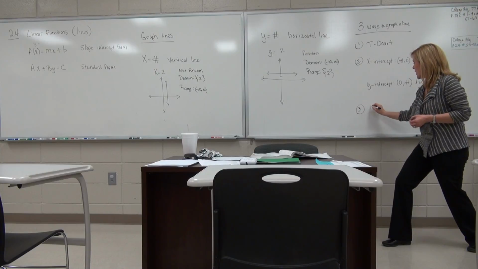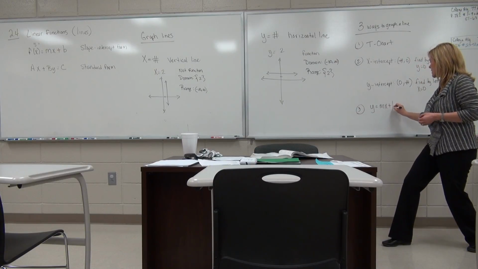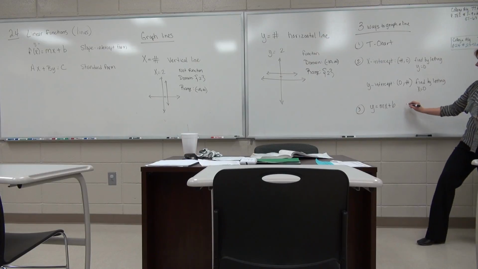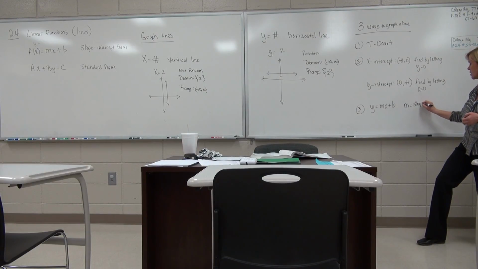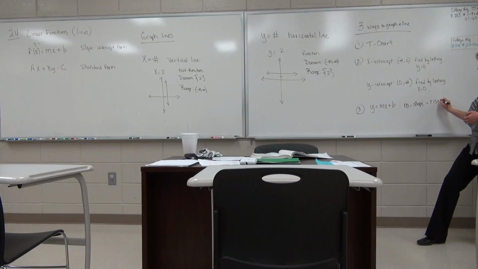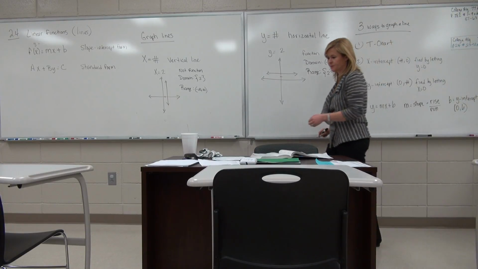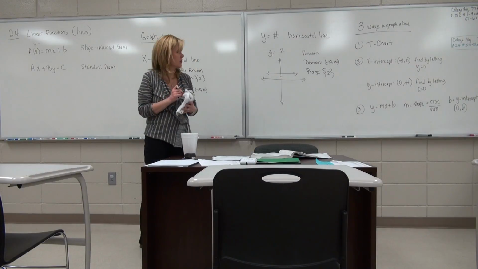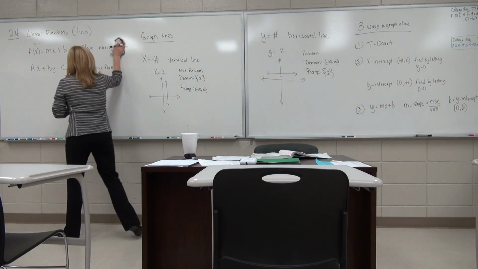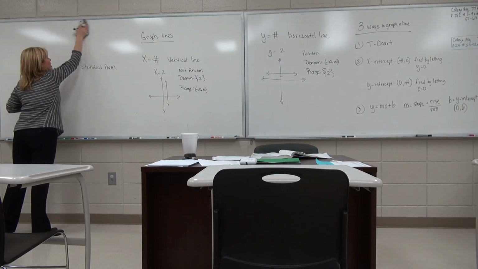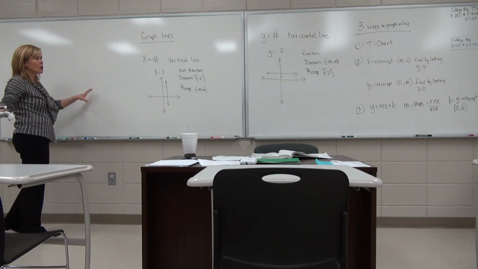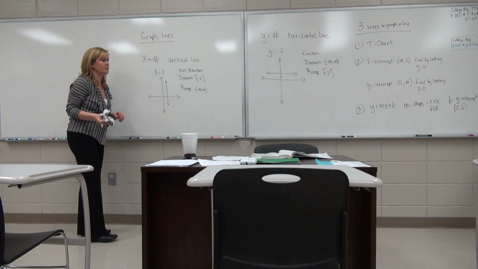And then our third way, which we're probably going to do the most, is when you have that y equals mx plus b form. In this case, m is equal to the slope, and this is where you remember your rise over run. And b is equal to the y-intercept, where it crosses the y-axis. So you've got the point (0, b). So the only line that's not a function is your vertical line. All the rest of your lines will be a function.